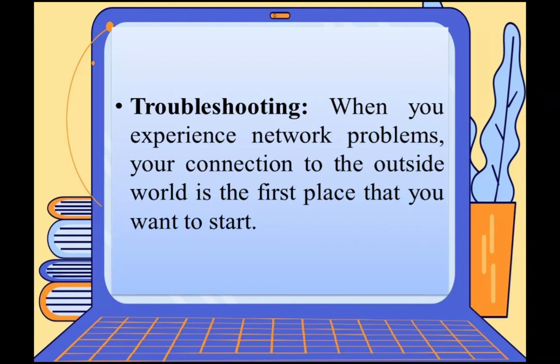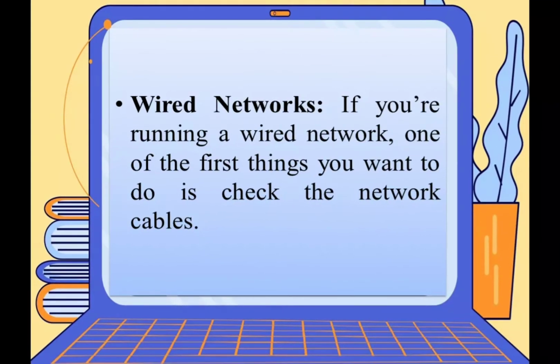Next we have wired networks. If you are running a wired network, one of the first things you want to do is check the network cables. Is it plugged in? Also check the indicator lights where the cable plugs into the computer. If you are done checking and the lights are not on, it means that you've got a faulty wire.